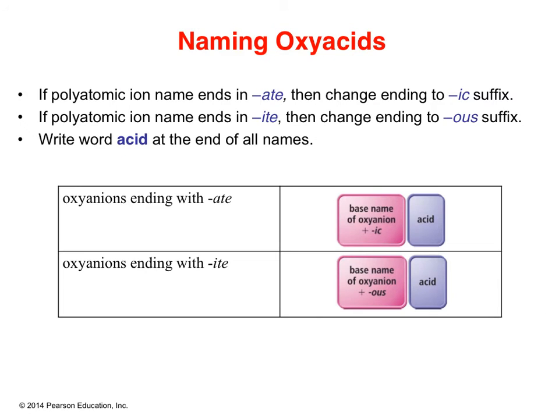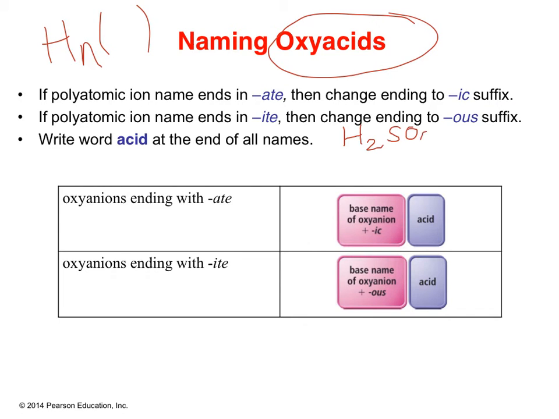Binary acids are different from oxyacids. And how are they different? Because oxyacids will have one or more hydrogens followed by a polyatomic ion. If the polyatomic ion ends in ate, for example, if this was the acid that you were trying to name, H2SO4, one or more hydrogens followed by a polyatomic.